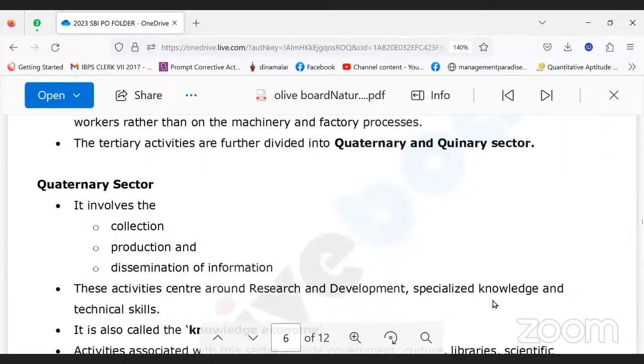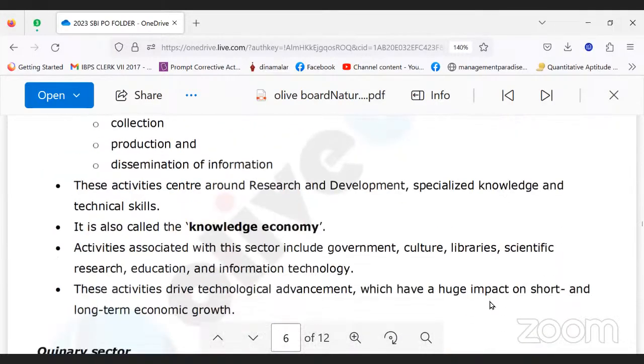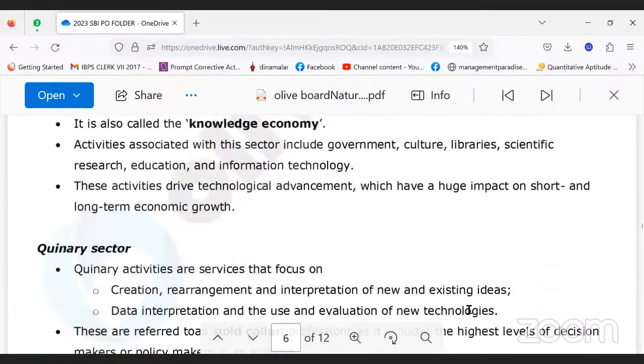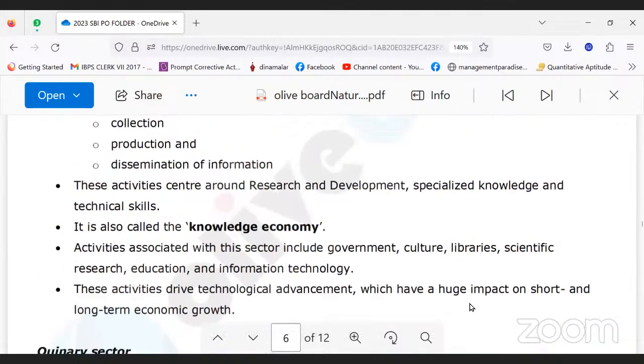Quaternary sector involves the collection, production, and dissemination of information. This activity centers around research and development, specialized knowledge, and technical skills. It is also called the knowledge economy. Activities associated with this sector include government, culture, library, scientific research, education, and information technology. These activities drive technological advancement, which has a huge impact on short and long term economic growth.